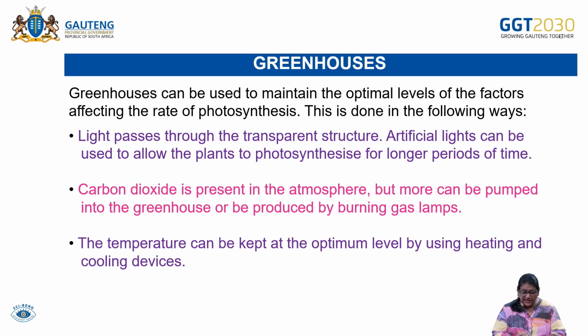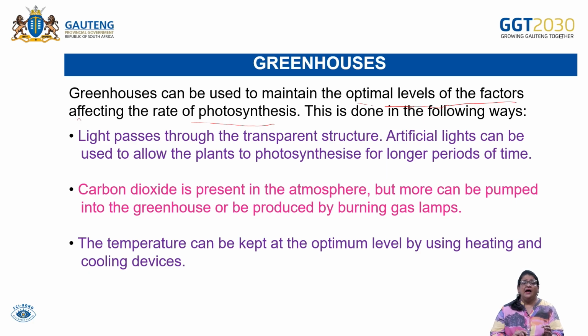Right, so learners, here you can see greenhouses can be used to maintain the optimum level of the factors affecting the rate of photosynthesis. So what are the factors that affect photosynthesis? Remember, we did that last week. It was CO2, yes, and it was water, it was light, right? It was temperature as well.